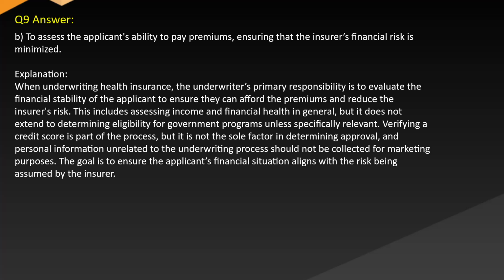This includes assessing income and financial health in general, but it does not extend to determining eligibility for government programs. Unless specifically relevant, verifying credit score is part of the process, but it is not the sole factor in determining approval, and personal information unrelated to the underwriting process should not be collected for marketing purposes. The goal is to ensure the applicant's financial situation aligns with the risk being assumed by the insurer.